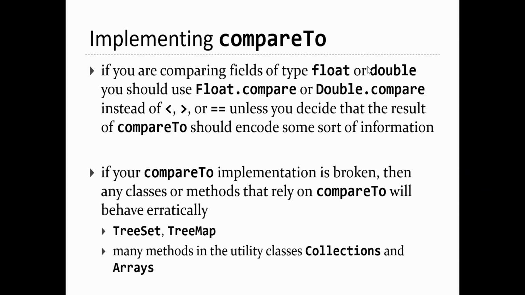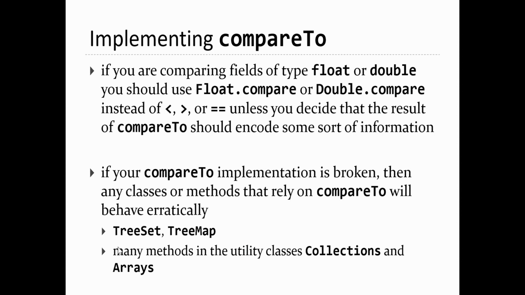All right, so when you implement compareTo, if you're comparing fields using float or double, use float compare or double compare to compare the fields. That guarantees that your results are consistent with the standard library. You have to be careful when you implement compareTo, because if your compareTo is broken somehow, then anything that relies on compareTo behaves unusually.